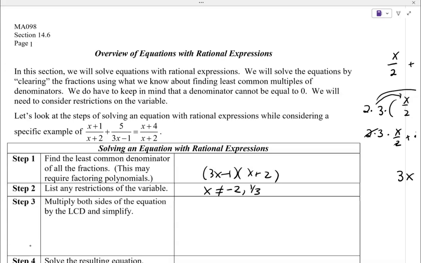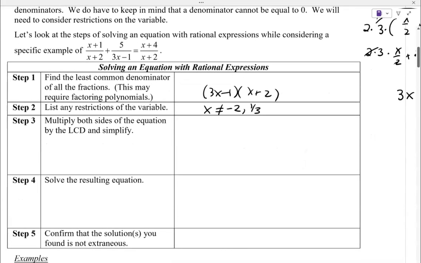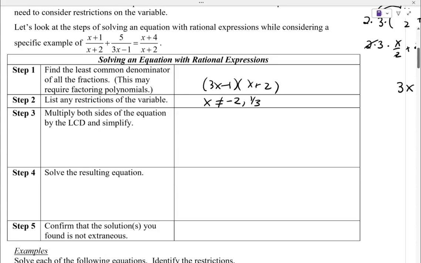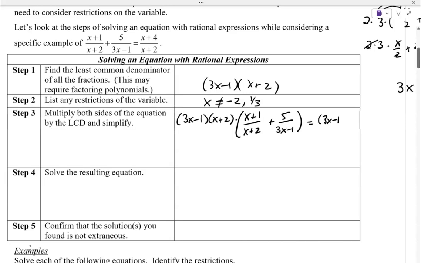All right. So next step here. Once we've identified the least common denominator, identified the restrictions, let's clear our fractions. Let's do what we said we're going to do. We'll take 3x minus 1 times x plus 2 times the left-hand side. And take 3x minus 1 times x plus 2 times the right-hand side.